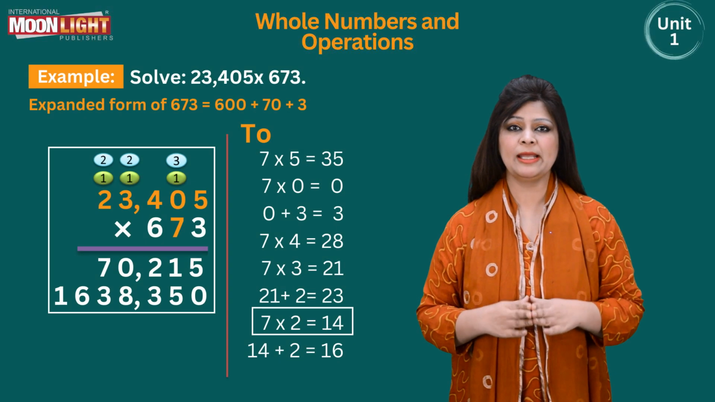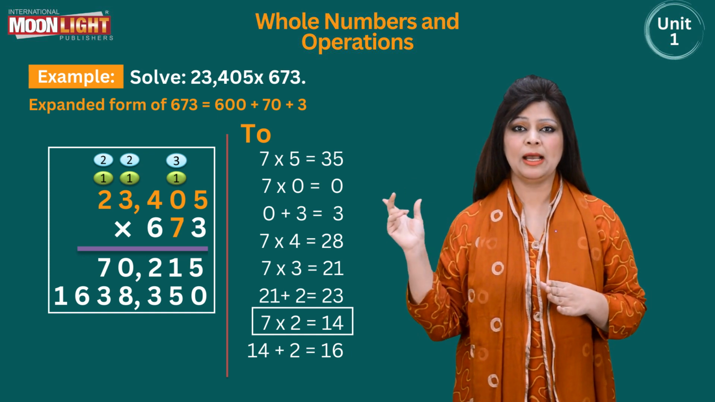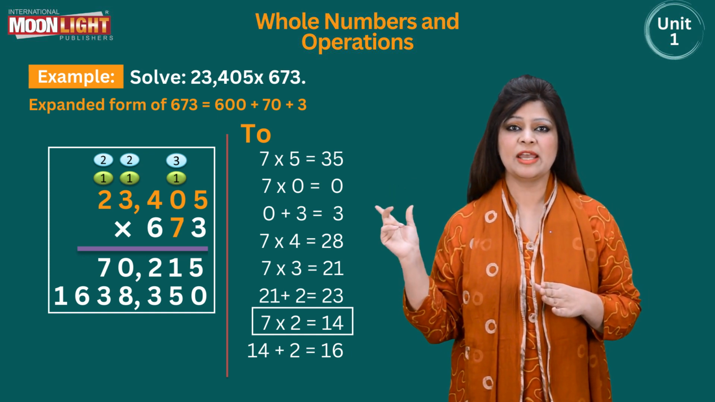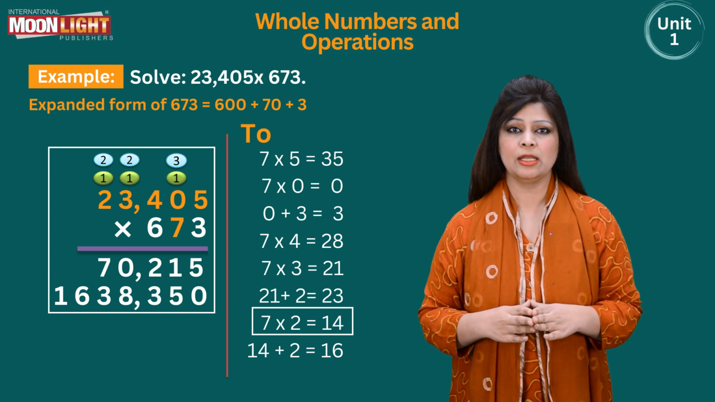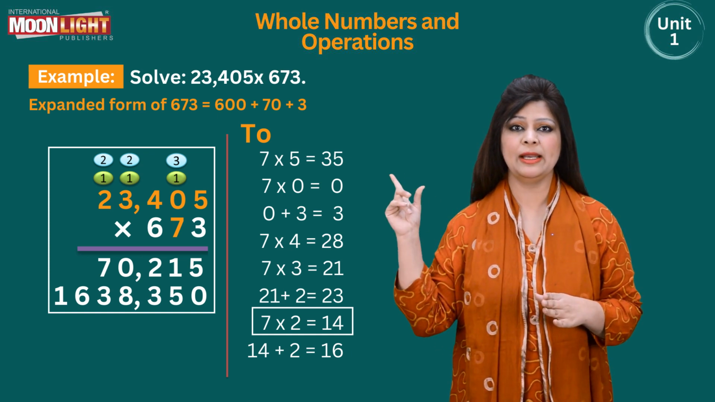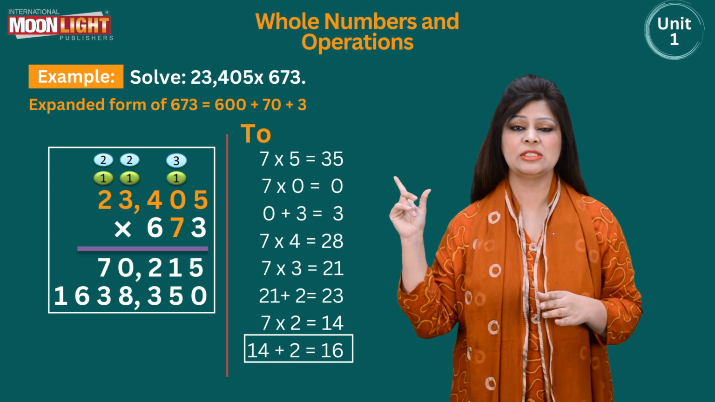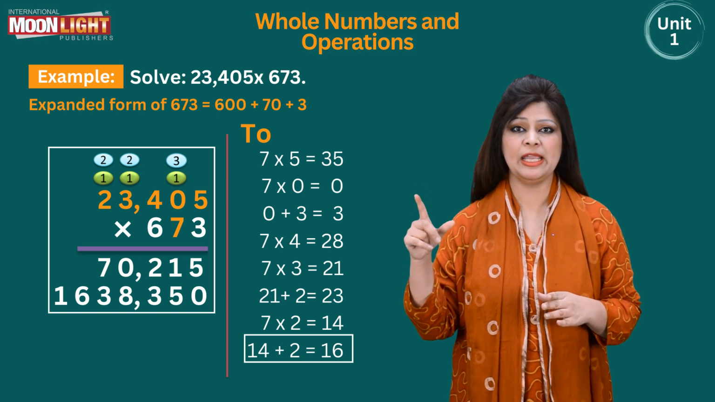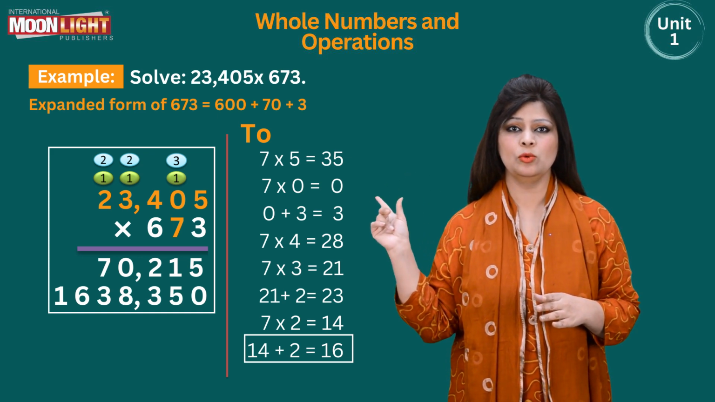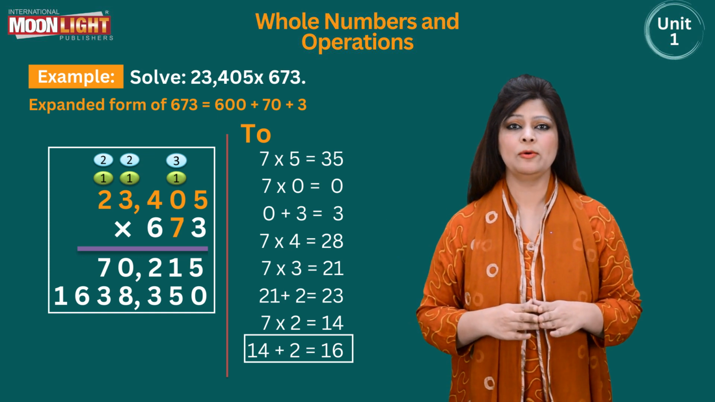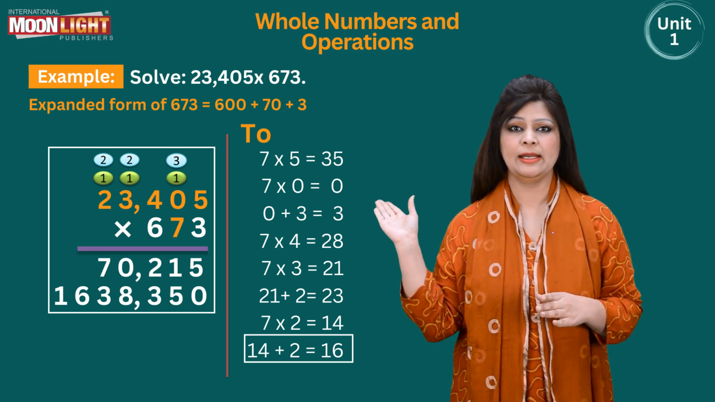Now I am going to multiply the number 7 by 2. 7 twos are 14, and we have the number 2 carried over here. So 7 twos are 14 plus 2 is 16. So I am going to write 16 here like this.